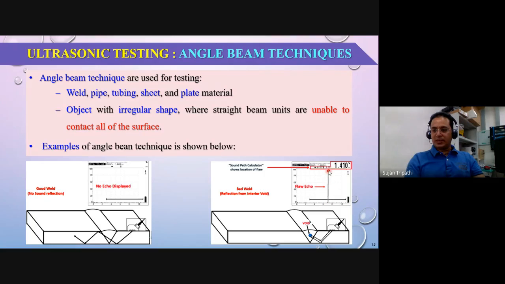Here we can see how we detect the void. If there is a void at the intermediate part of the graph, there is one peak which has the maximum, the bigger value of the frequency amplitude, right? You can see this in the monitor. It helps to detect the void in the weld.